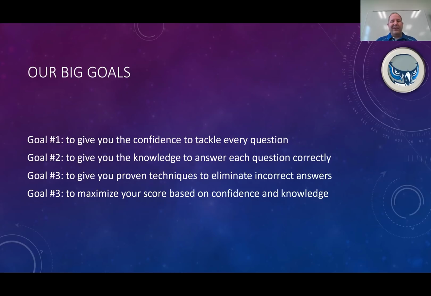Goal number 3 appeared twice. It's so important. I guess that's goal number 4. We want to maximize your score based on confidence and knowledge. Want to make sure that you get the best score you can.